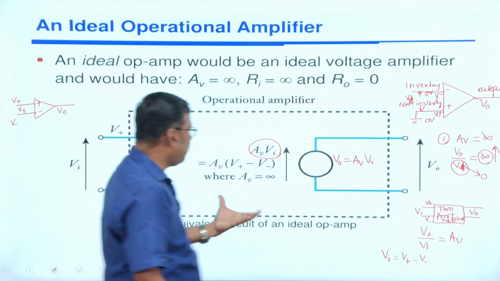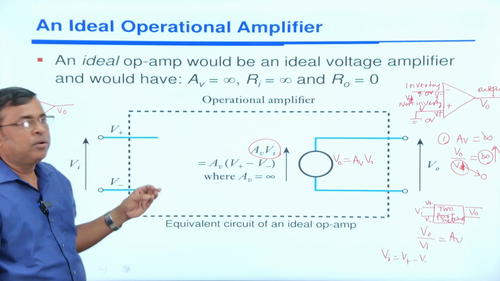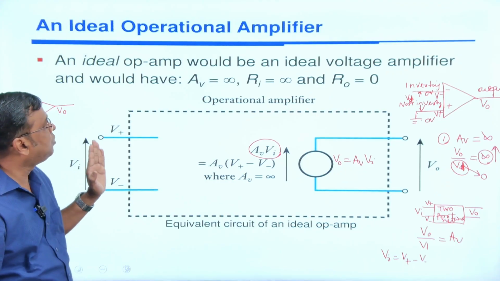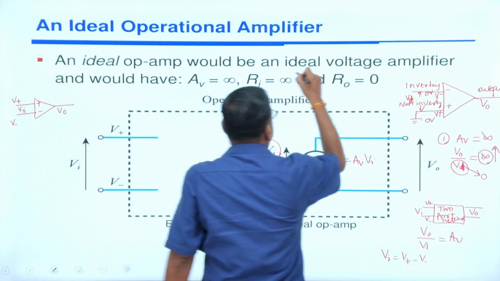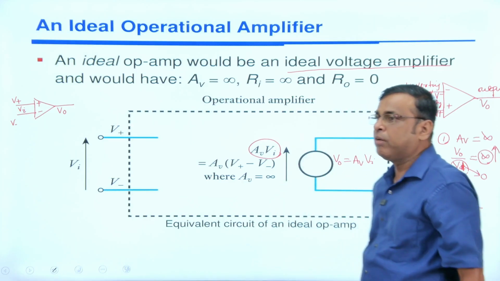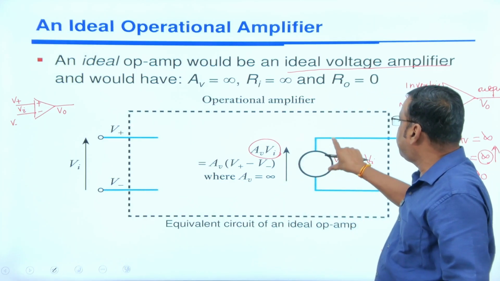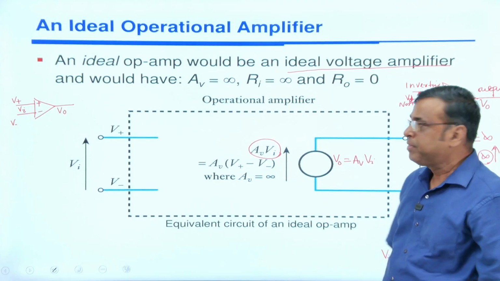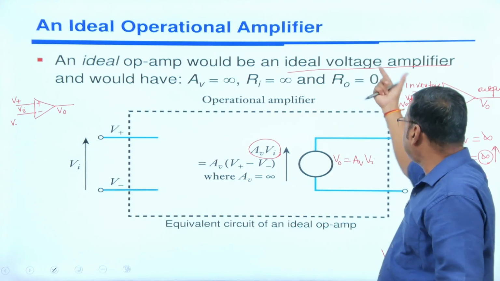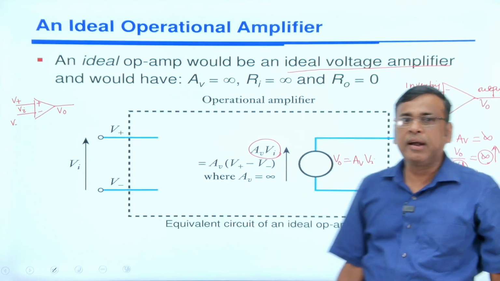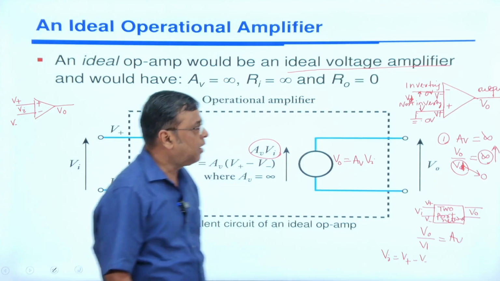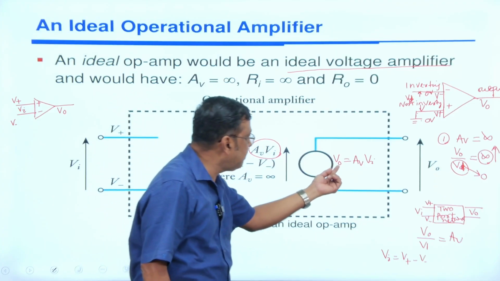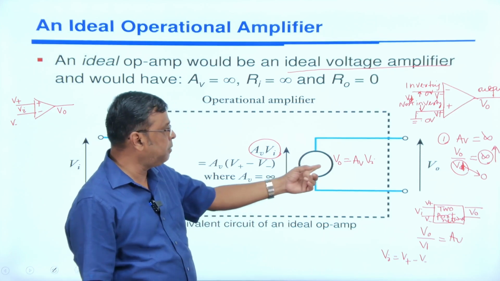So this is nothing but an ideal voltage amplifier. Ideal voltage amplifier means the output port can be represented by an output voltage. That's why you can say that this is your voltage amplifier. If the output can be represented by a current source, we can say that it is a current amplifier. So this is your voltage dependent voltage source.